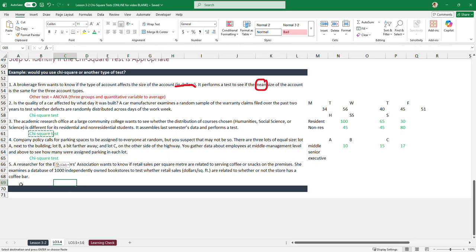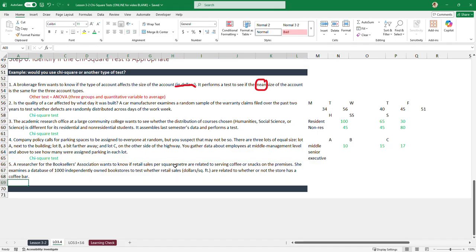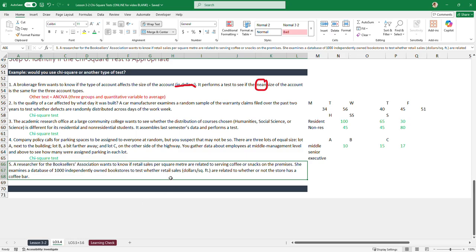Finally, number 5, we have a researcher for the Booksellers Association wants to know if retail sales per square meter are related to serving coffee or snacks on the premises. She examines a database of 1,000 independently owned bookstores to test whether retail sales are related to whether or not the store has a coffee bar. So in this one, it looks like they're looking at retail sales, dollars per square foot, and they're forming 2 groups. Does the store have a coffee bar or not?